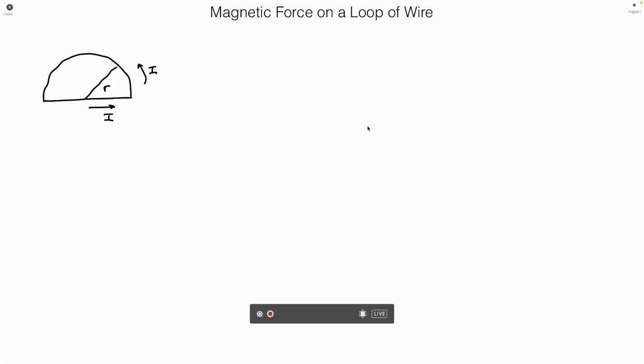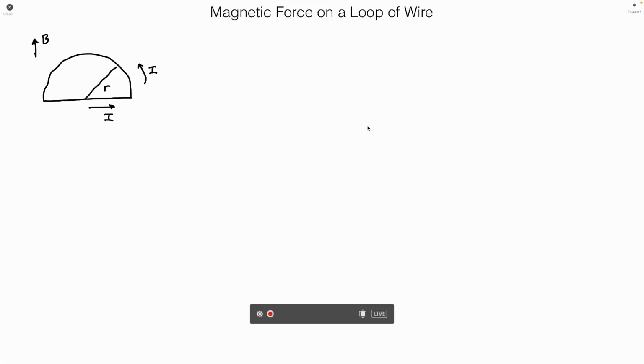Let's see, where's my magnetic field? I put my magnetic field pointing up. Now, I'm not going to draw that magnetic field everywhere because that would just make the diagram really messy. We just need to remember that no matter where we are, the magnetic field will always be pointed up. So we're going to find the total force on this wire in this magnetic field.